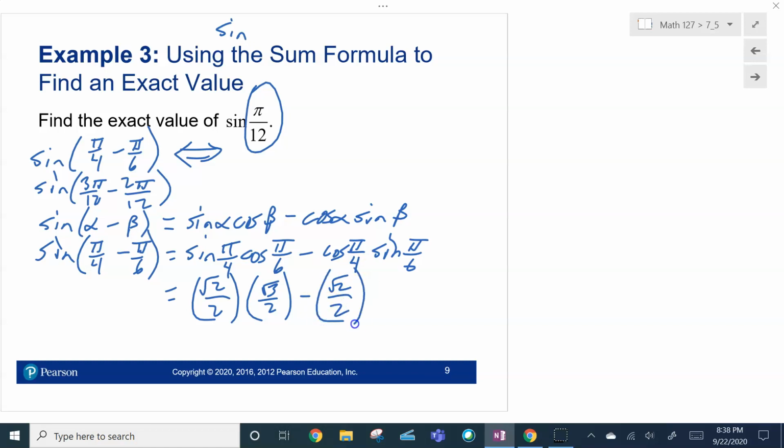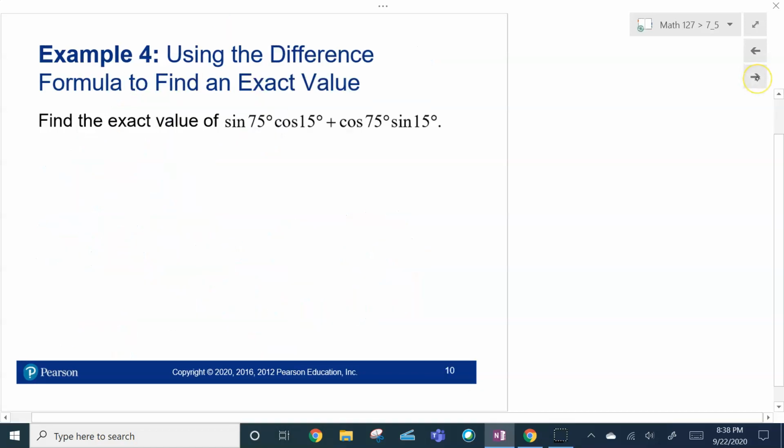2 over 2, sine of pi/6 is a half. So this ends up being root 6 minus root 2 all over 4. That's the sine of pi/12. Because we're getting this with exact values, that's why we want to use these sum and difference formulas, not just an approximation. Of course, we can punch it into our calculator, but we want an exact value here.